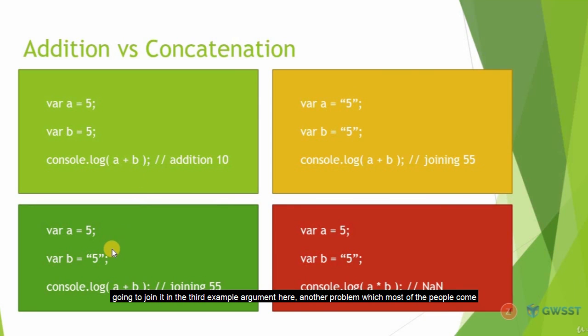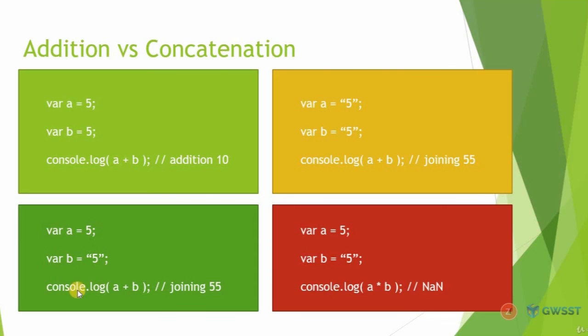In the third example, I have given another problem which most people run into: they create a variable a which is a number, and a variable b which is a string, and they try to add them. If any value in your JavaScript is a number and the other is a string, and you're trying to add them, it's not going to add up. It's still going to give you a string. So in this case, we have a equals 5 and b equals the string 5. If you say console.log a plus b, it's basically joining, so it's going to give you the answer 55.